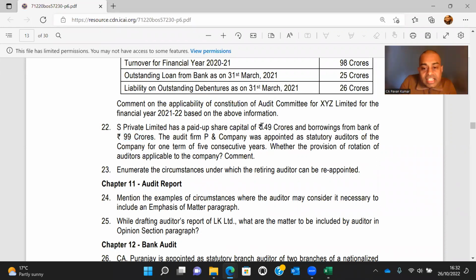Here it is 50. Here also it is 15. Paid up capital, how much more? What is the limit for paid up capital? For private, 50. What about borrowings? 50. But here they have given 99 crores.